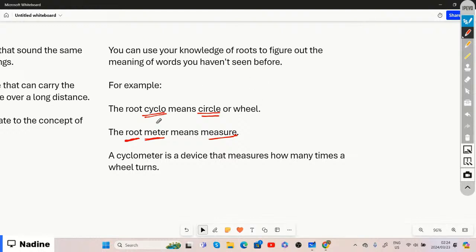But now if you put these two words together, cyclometer, it is a device that measures how many times a wheel turns. So circle and measure, which means that a cyclometer is a device that shows how many times a wheel turns.